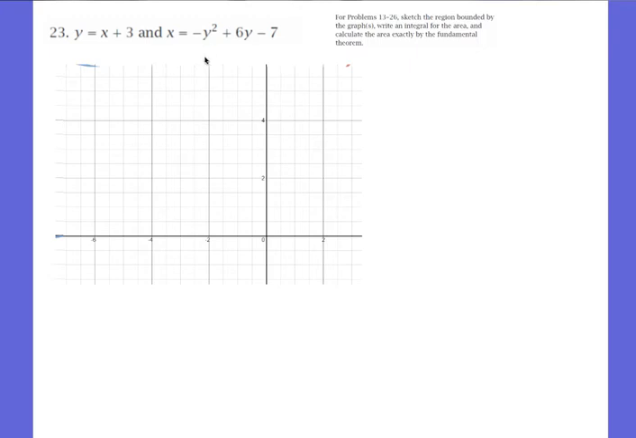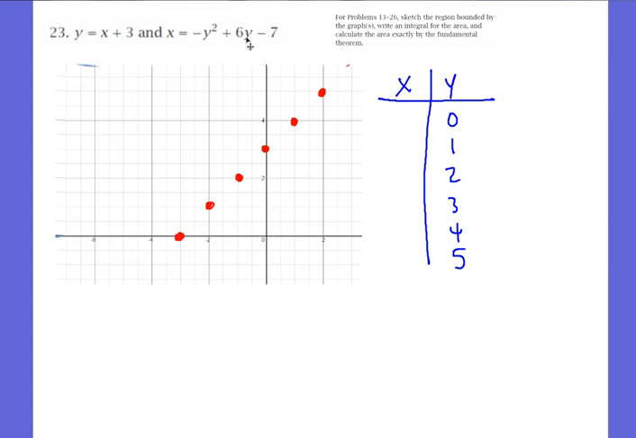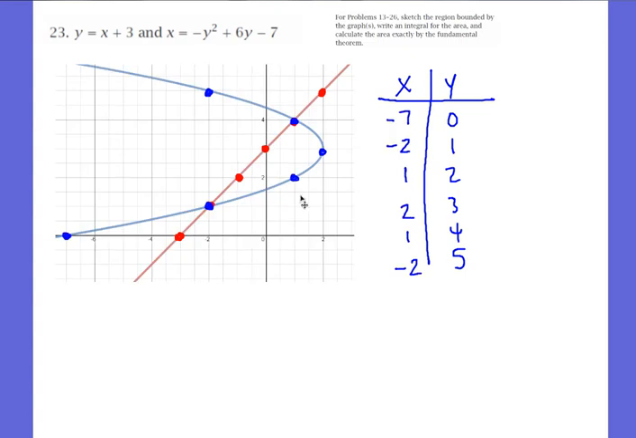So the first thing to do is start by graphing some points. So I graph the points for the line y equals x plus 3, just like you normally would. And then to graph the points for the curve, I noticed that x is dependent on y, so I just chose a bunch of values for y and started plugging those in. So if y is 0, x is negative 7. If y is 1, x is negative 2. You get all of those points. You can see the curve, and there's definitely an area between those two curves.